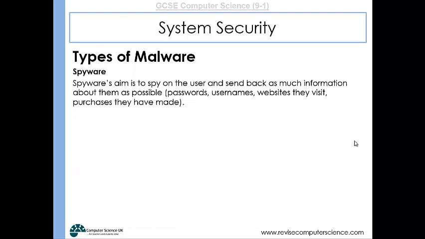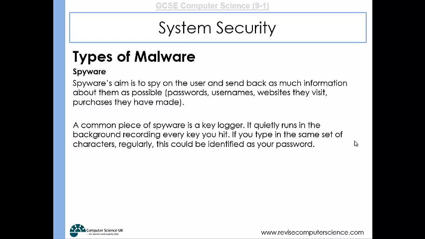Now spyware, as we've just discussed very briefly, its aim is to spy on the user and send back information that it collects about them, perhaps finding out what their passwords are. If it records the same characters being entered over and over again, it might recognize that as a password. It might be sending back usernames, websites you visit, and so on.